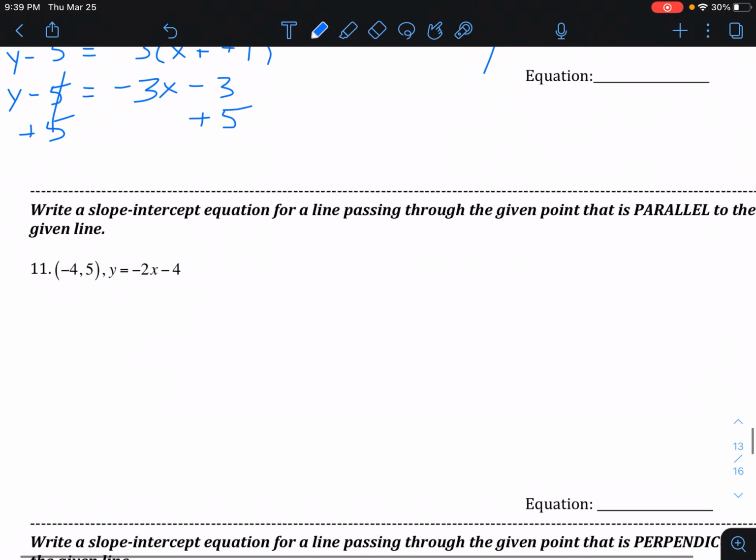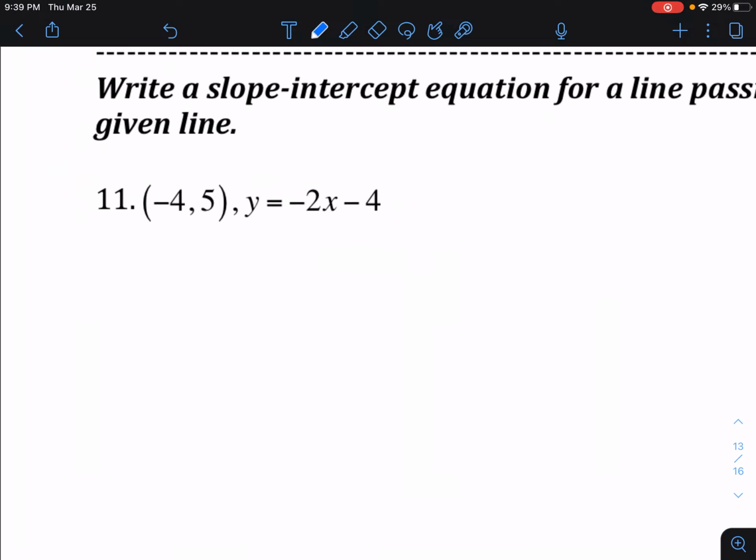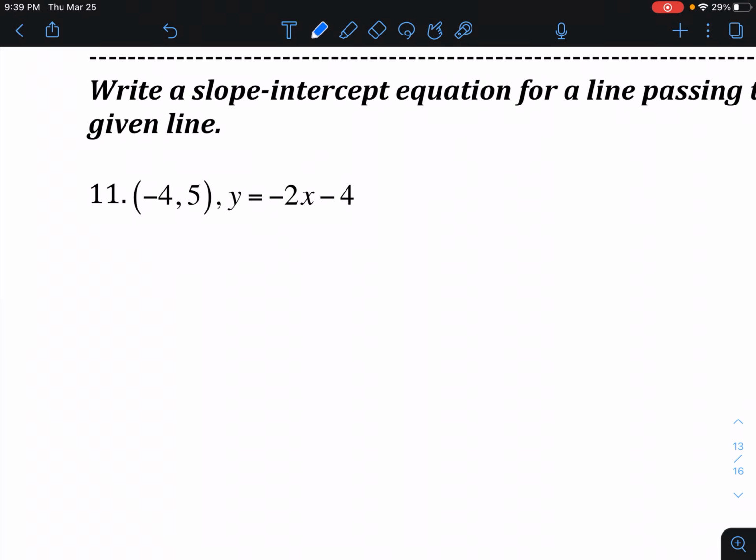Next up, number 11, write a slope-intercept equation for a line passing through the given point that is parallel to the given line. So it gives us a point, -4, 5. That'll be useful for our point slope formula. Now the equation they give us, y equals -2x minus 4, we're actually stealing the slope from that line because it uses the word parallel. Parallel means the same slope. So what's the slope here? It's this -2. So that means I will be using -2 for my m.